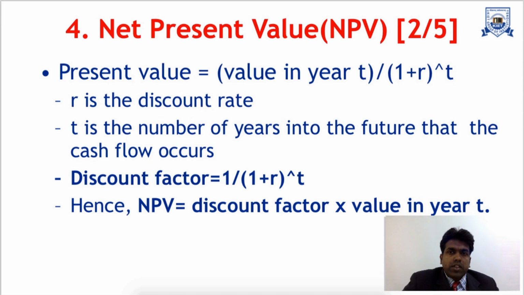And we can calculate this discount factor using this formula: 1 divided by 1 plus R power T. Hence we can say that NPV, net present value, is equivalent to 1 by 1 plus R power T, that is the discount factor, into value in year T. So by this formula we can calculate NPV, which we'll see later.